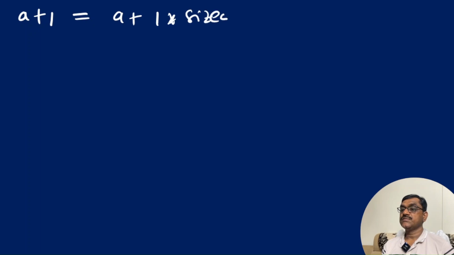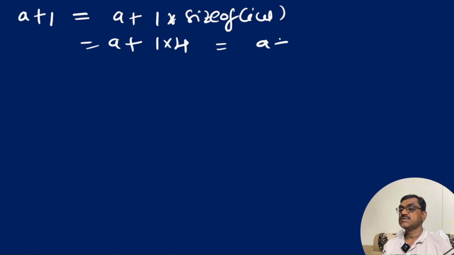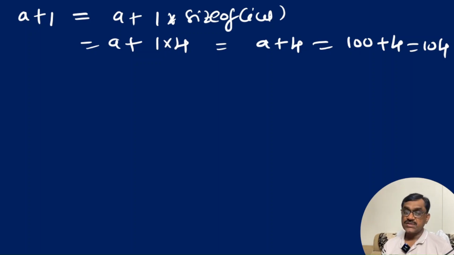Now, how to access the second element? To access the second element, we are getting the equation as A plus 1. A plus 1 means we are pointing to the next location. Already we know that A plus 1 is nothing but A plus 1 into size of integer. In this case, A plus 1 into size of integer is 4. That means A plus 4, that implies 100 plus 4, that is 104. This is the way of accessing the address of the next memory location. A plus 1 means we are indirectly pointing to the address 104.